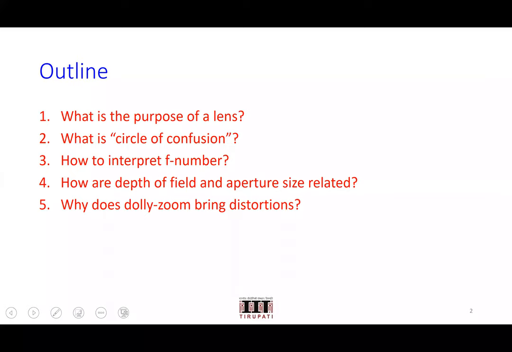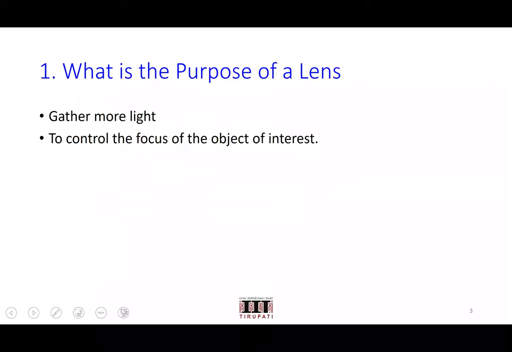So from the last class, you had all these questions. What was the purpose of a lens, and why is it called the circle of confusion, and how to interpret the F number, why is it mentioned as F by some number, and the relation between depth of field and aperture size, and why does dolly zoom bring distortion. These were the questions. And then these are the two answers. With the lens, you are able to gather more light, and also you have control on where to focus. Those are the two points.